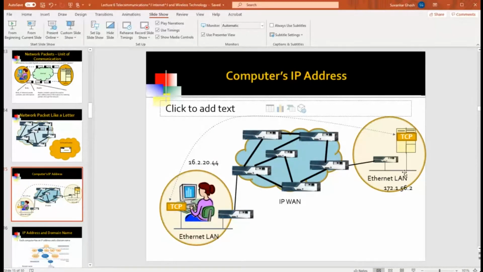The file is going to be broken up into small chunks. Each of those chunks is going to be placed in a packet, and then those packets will be sent to the destination. So the destination computer's IP address has to be there on the protocol header of the packet. This destination computer, 16.2.20.44, this destination IP address is what the routers are looking at to steer the packet in the right direction.